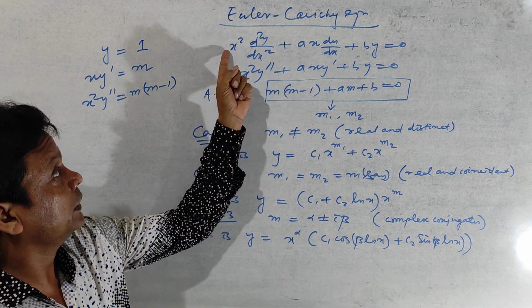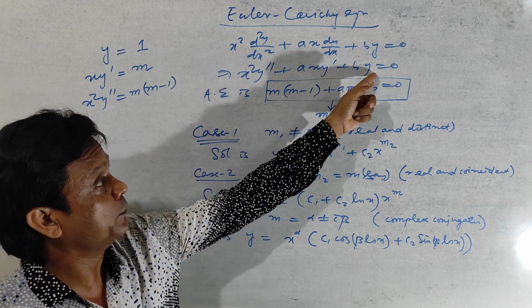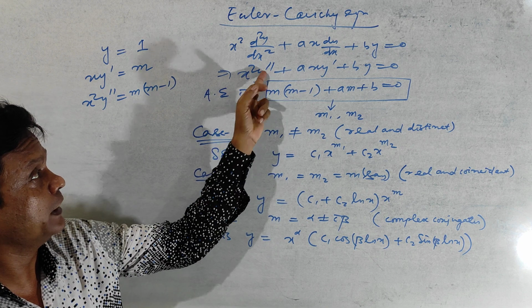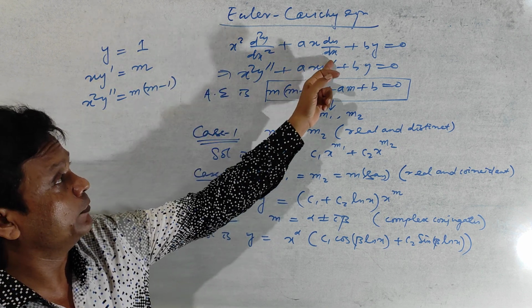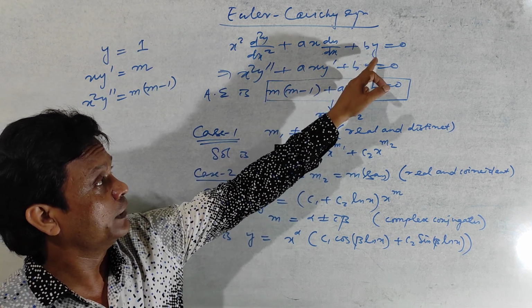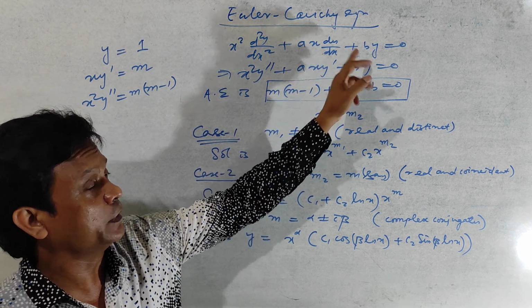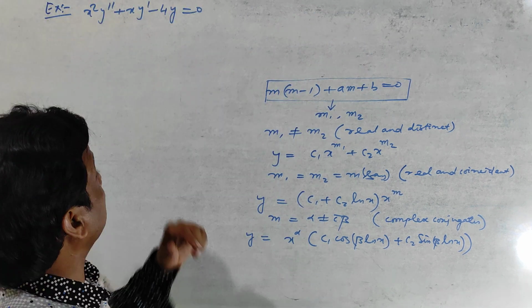Simply remember, here the format is x squared y double dash plus a x y dash plus b y equal to 0. If there is y double dash, then there will be x squared. If there is y triple dash, then there will be x cubed. If there is y dash, we should multiply by x. And for y itself, the derivative order is 0, so x to the power 0 is 1. Okay.